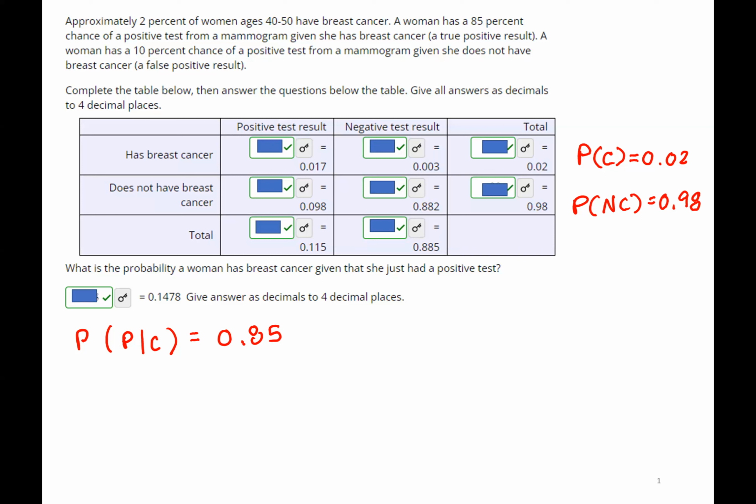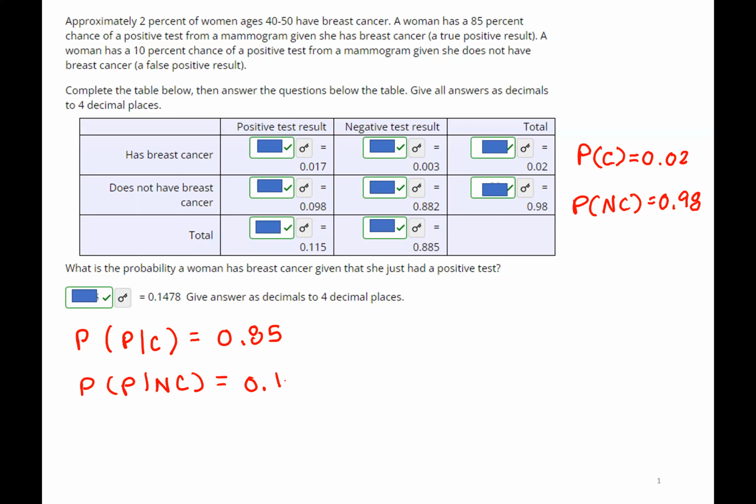What else do they give me? A woman has a 10% chance of a positive test result from a mammogram, given she does not have breast cancer. So this is a false positive, the probability that we test positive given we don't have breast cancer. That's all the information that's given to me in the problem.